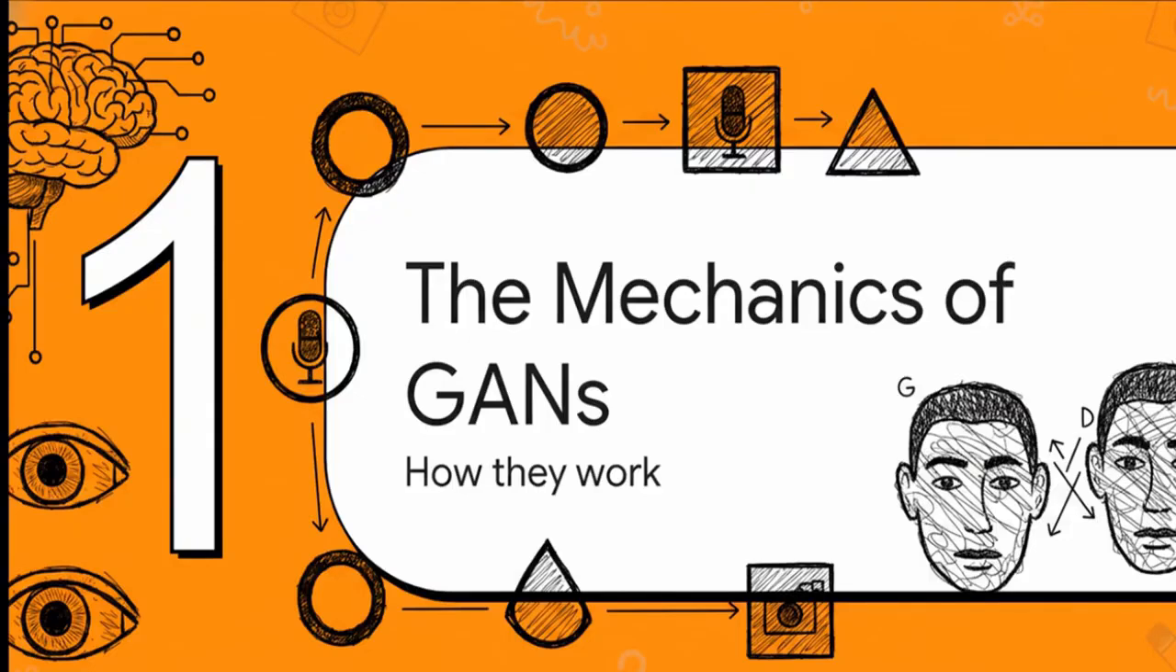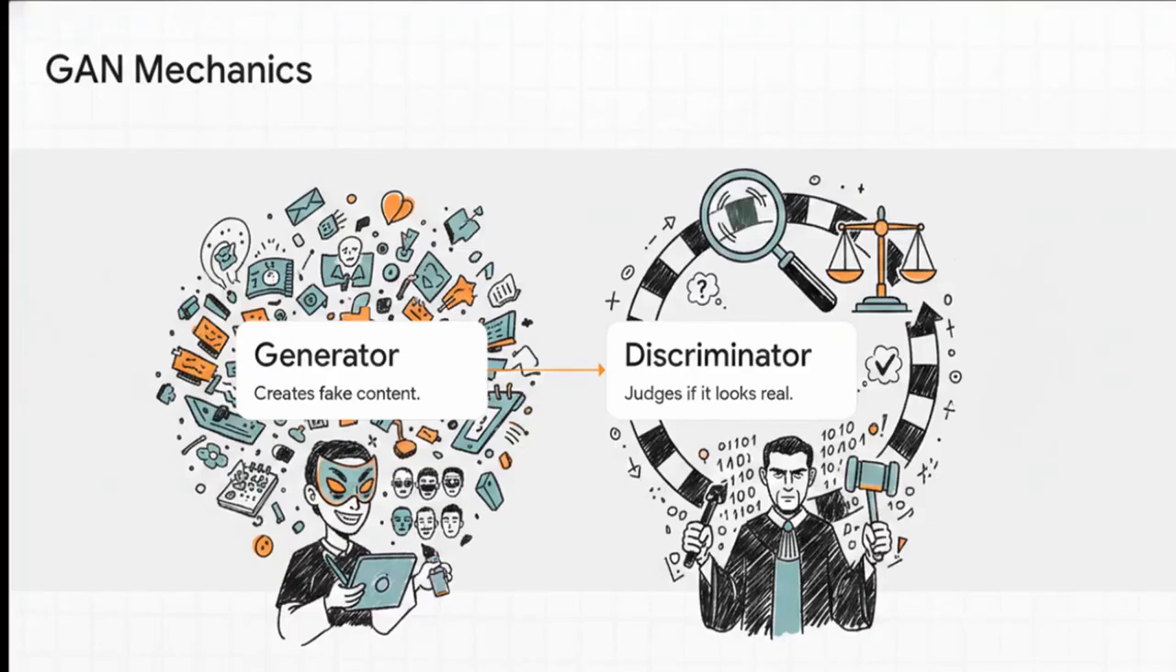Section 1. The Mechanics of Generative Adversarial Networks, or GANs. So, how does this actually work? The foundational method arrived in 2014 when researcher Ian Goodfellow and his colleagues introduced the Generative Adversarial Network, or GAN for short. Basically, a GAN pits two opposing systems against each other in a duel.